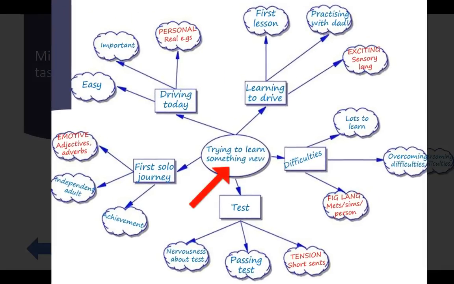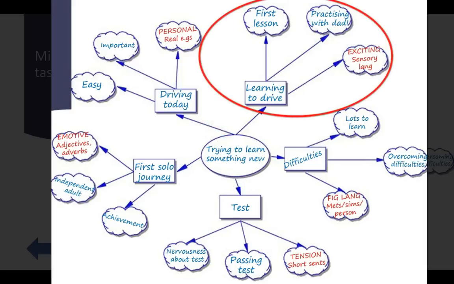So again, we've got trying to learn something new in the middle. But you can see I've divided it up into 5 sections. So my first section is going to be learning to drive. That's going to be my first paragraph. And in there, I'm going to write about my first lesson, practicing with my dad. I want to make that exciting because that's going to be the start of the story. So I'm going to use some sensory language in there to really appeal to my readers' senses.